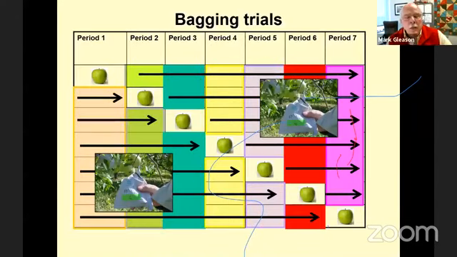This was part of the PhD thesis of a student from Malaysia, Zara Ismail. And Zara did this experiment in the field in our university orchard. Let me explain what's going on here. It looks complicated, but basically it's not. If we look on this chart from left to right, we're looking at different 2-week periods during the growing season. Period 1 is when the fruit are very small. Period 7, you're just about to harvest.